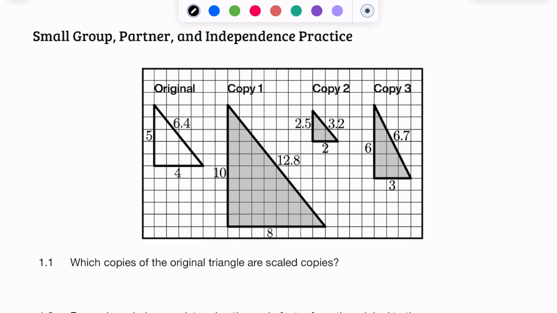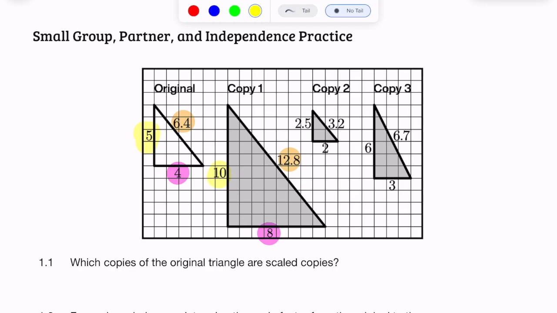Like me looking at this first copy, I would say, okay, this is 5 and this is 10, this is 4 and this is 8, and this is 6.4 and this is 12.8. So I just look at that and I say, oh, that's a scaled copy, and the scale factor is 2, because I know that 5 times 2 is 10, 4 times 2 is 8, and 6.4 times 2 is 12.8. Okay, so that is going to be one of the scaled copies.